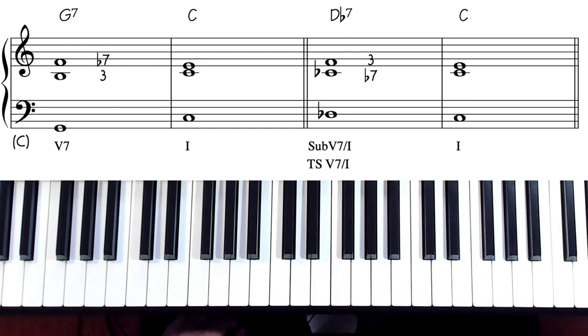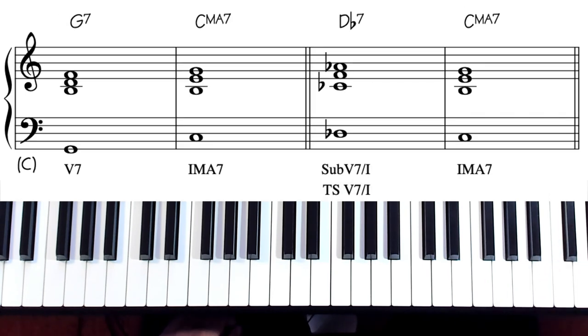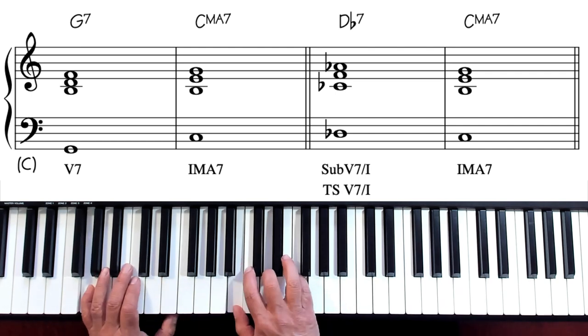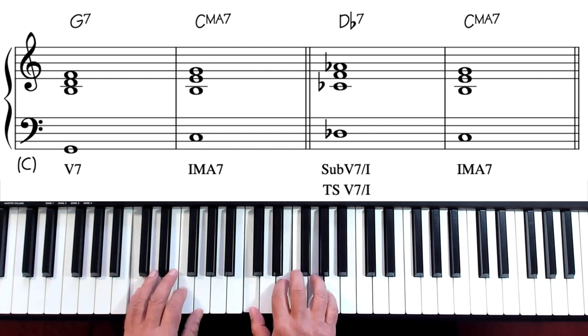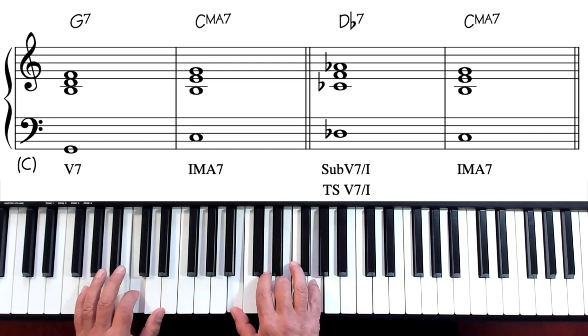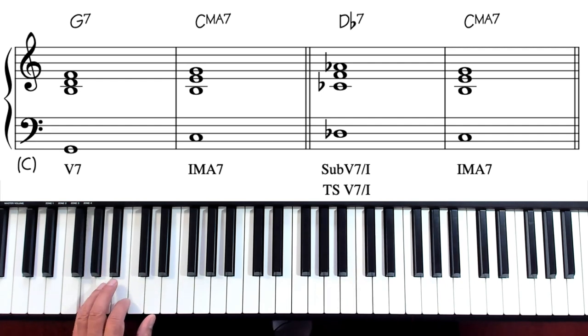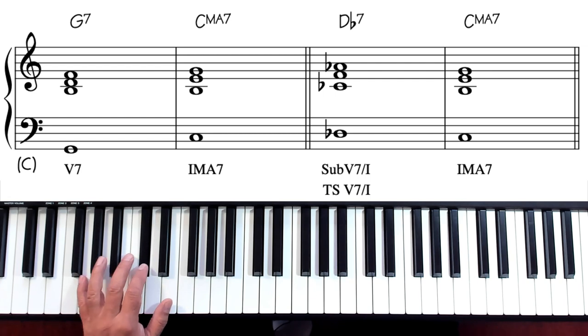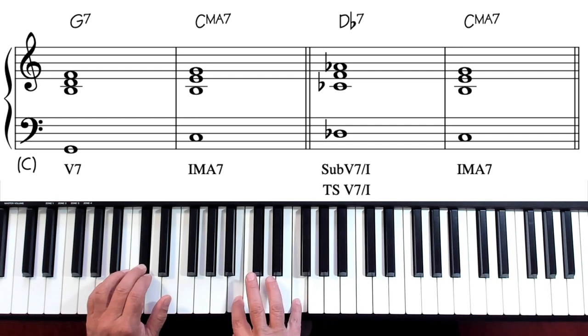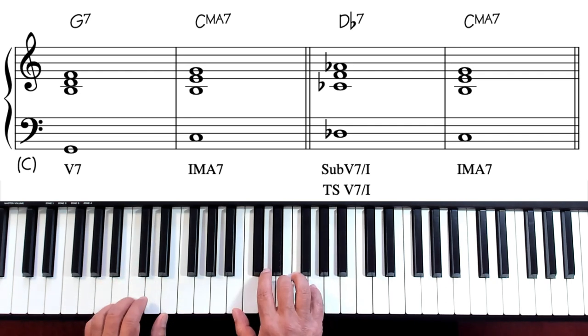Now we're going to move on to four voices. For this I want to work again in the key of C. We have a 5-7 resolving to my one. Same thing, I'm going to move my bass line up a tritone, from G to D flat. Now I have a D flat 7. But the tritone is the same, those two notes are the same, and they're going to resolve into C major 7.